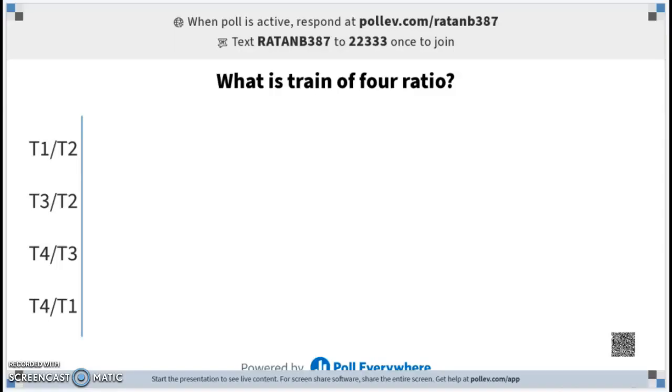So the first question is, what is train of 4 ratio? I will do a survey here. This is a warm-up question. Text RATNB 387 to 22333. We'll pause here for 30 seconds and see if anyone responds. By the way, this is high yield for the questions for your exams.